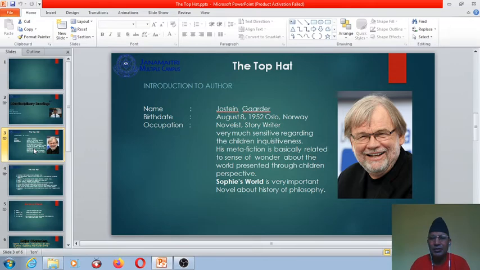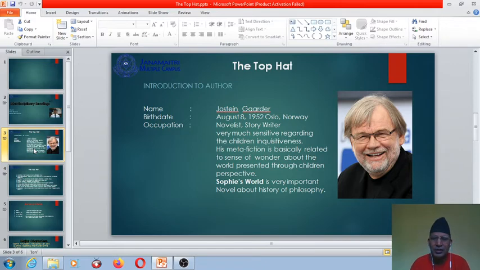Now, briefly let's introduce the author. This is the book Sophie's World, written by Jostein Gaarder. Jostein Gaarder was a Norwegian writer. He's a novelist and short story writer.